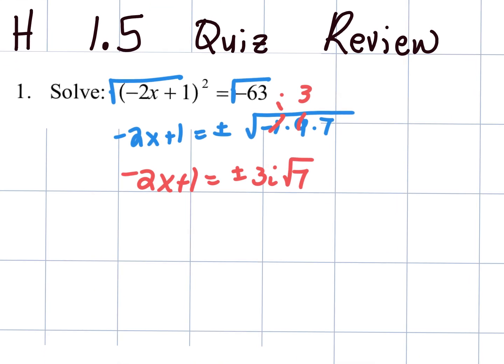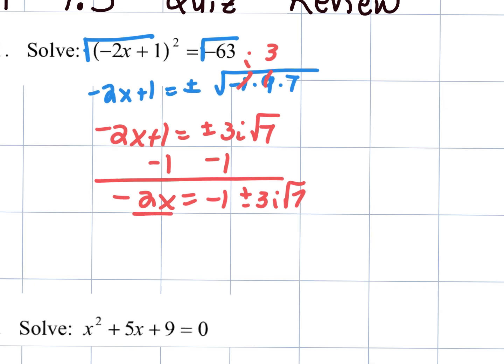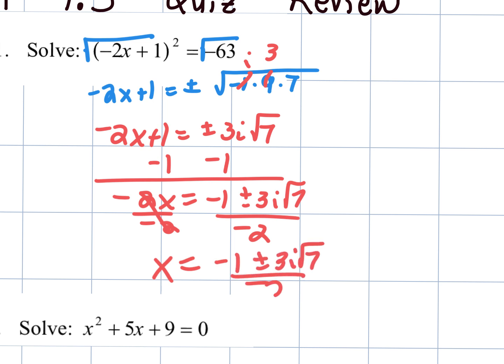And now I'm going to isolate my x. So I'm going to subtract 1 from both sides. So I have negative 2x equals negative 1 plus or minus 3i square root of 7. And then I'm going to divide everything by negative 2. So I have x equals negative 1 plus or minus 3i square roots of 7 over negative 2.